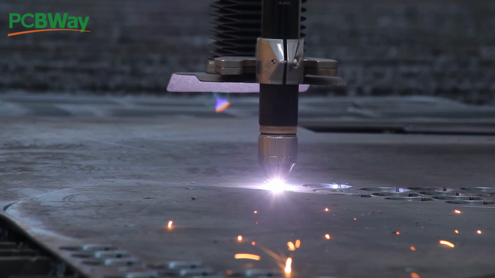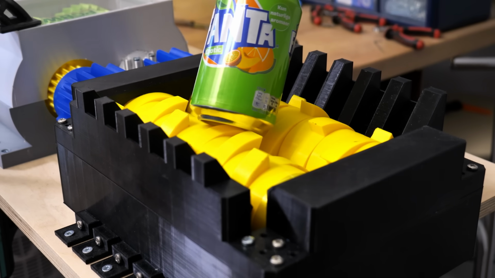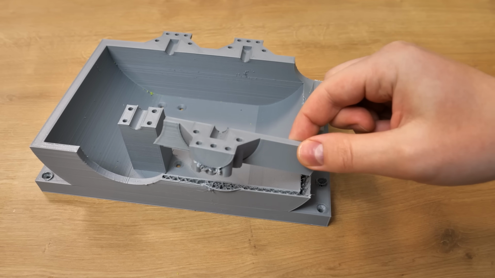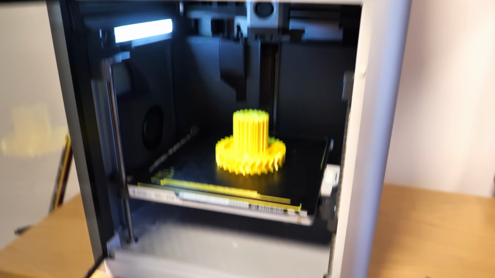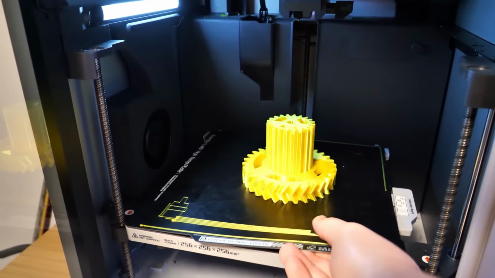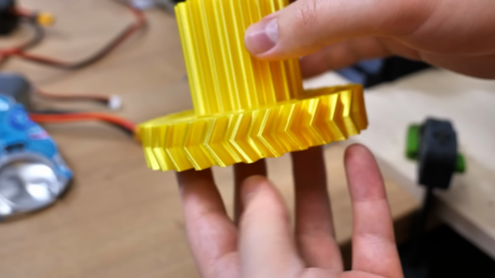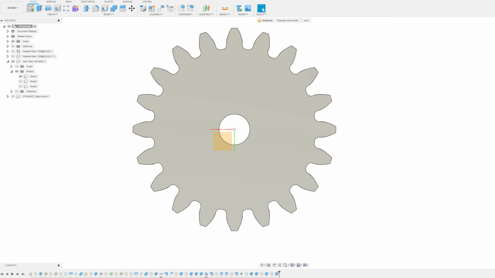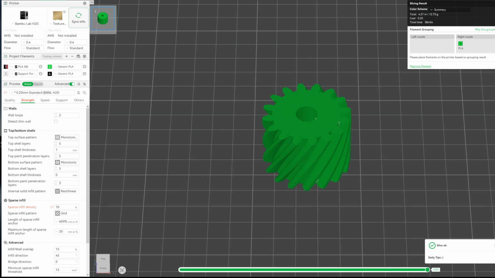Rule number 5. The last important rule in this video is to understand the weak spot. By this, I mean understanding weak spots in your projects and in your gears. Really often the gears themselves are not the weak spots. Most of the time the weak spots are the things that hold the gears in place or the spots where the gears are connected to the shaft. But speaking about gear weak spots, if the gear fails, 95% of the time it fails over here, pretty close around the shaft. This is because in this spot the least amount of material is transferring the load from the shaft to the teeth, or the other way around.